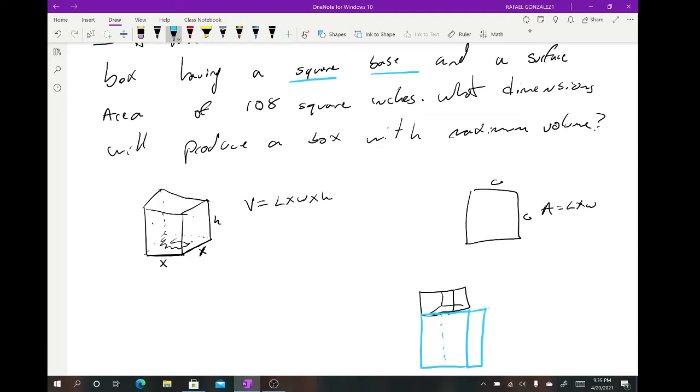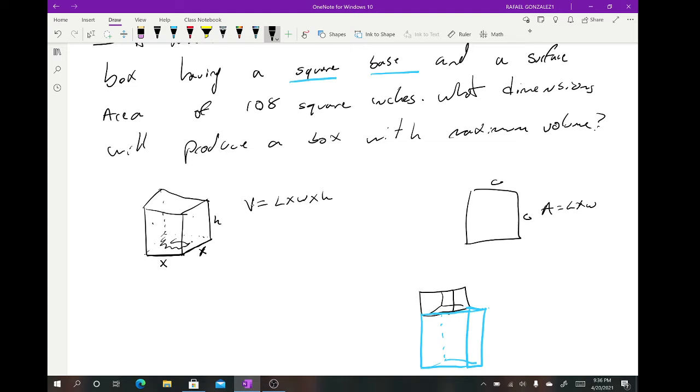It's like a terrible drawing. Yeah, it's a pretty terrible drawing. This corner is supposed to be there. In any case, maybe I'll show you a picture of boxes after this example.